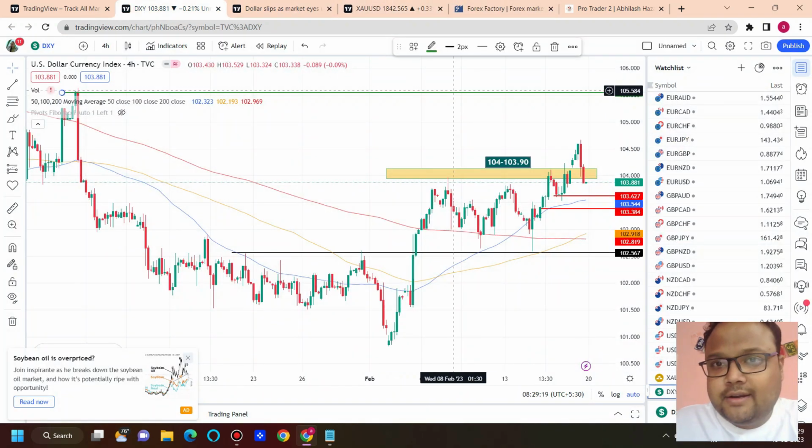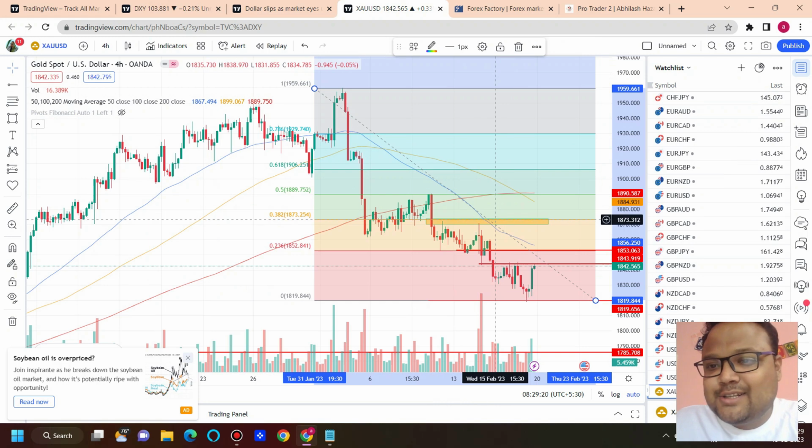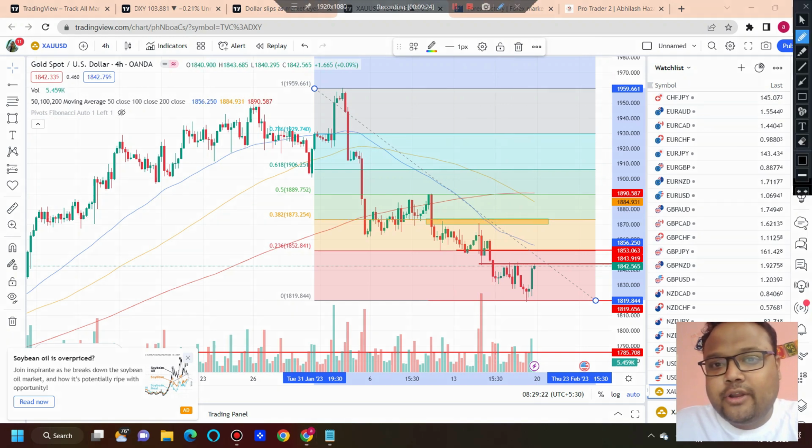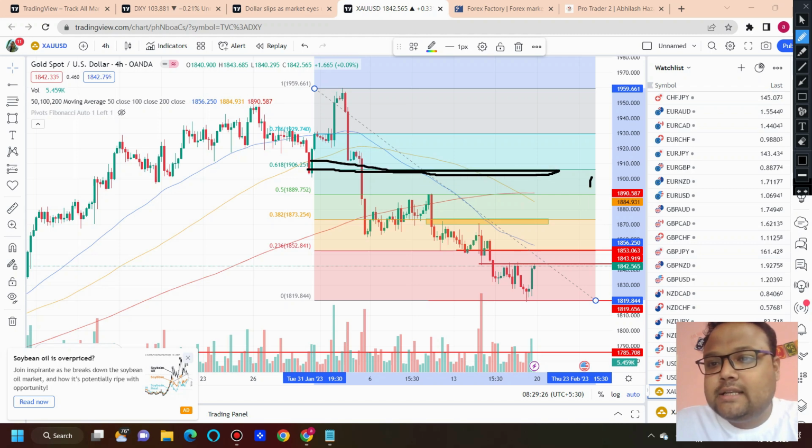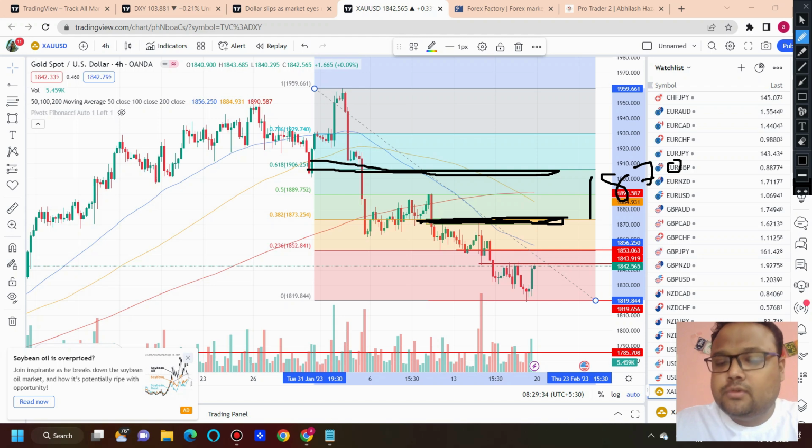Sorry, I made a mistake here. This is not 1890 to 1903. 1890 to 1903 is somewhere around here. This is the level of 1870. 1870, 1868 is the second resistance here. So the strong one is quite far away, but yes, this also looks like more or less a good level, isn't it? So let's wait and watch.